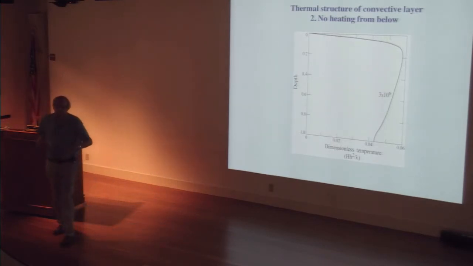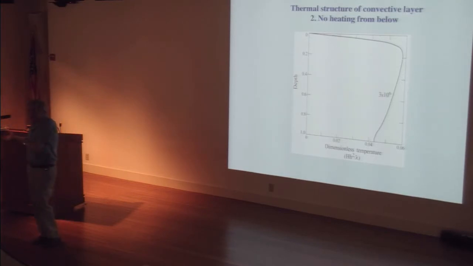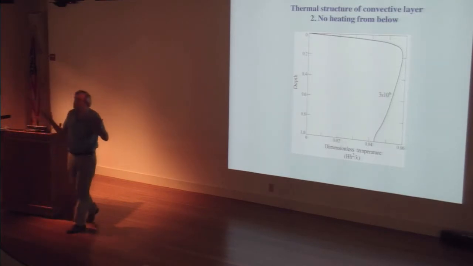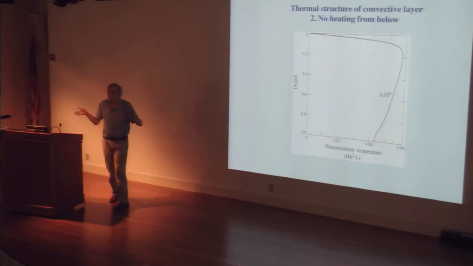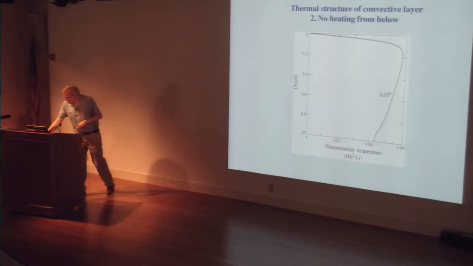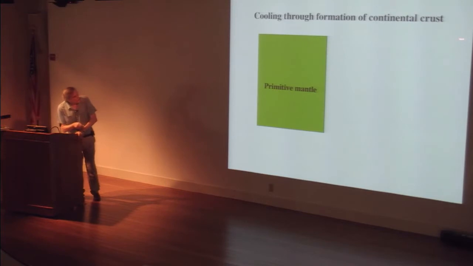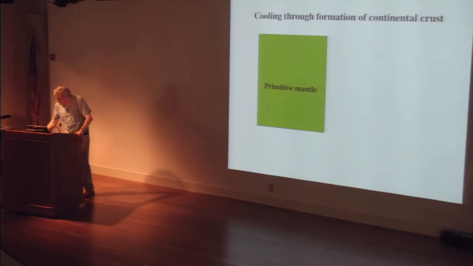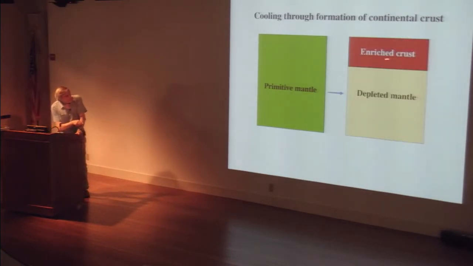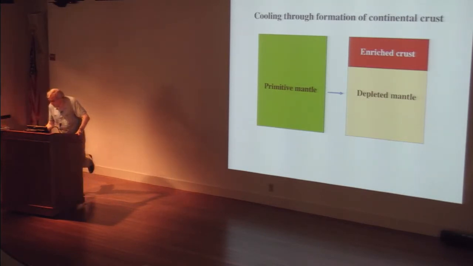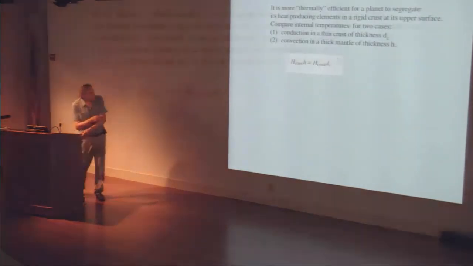Is it to produce a radiogenic crust, or is it to do a very active mantle convection? And the answer is, you just put every radioactive element in the crust, and then you're done. So cooling through formation of crust: primitive mantle, then you put the crust, depleted mantle, enriched crust, and that's a much more efficient mechanism.